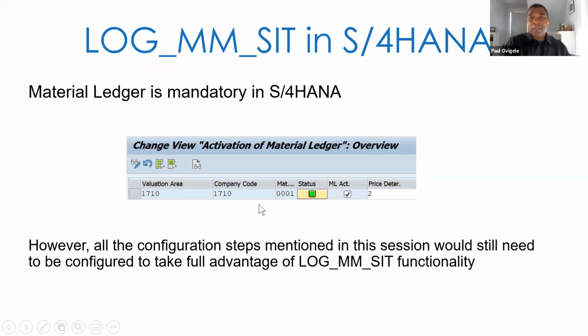So the two main things I mentioned in this webcast are log MMSIT and material ledger. If you're on ECC and you want to use all this functionality, you need to activate them. If you're on S4, you have them; you have no choice. That doesn't mean you don't have to configure the system, like the delivery types, schedule line item categories and movement types, but you have the functionality. In S4, you have it. In ECC, you need to activate it.